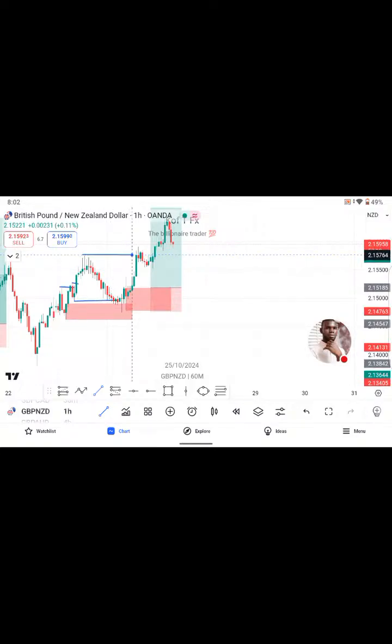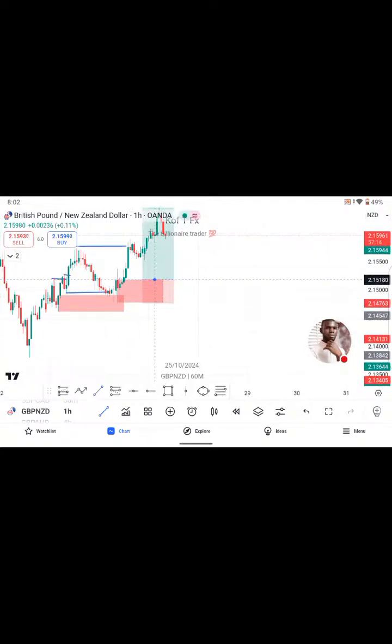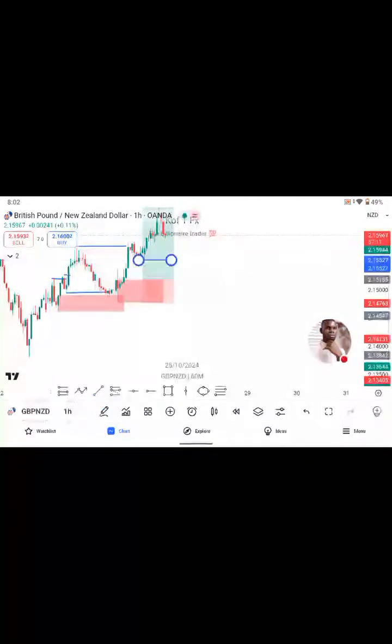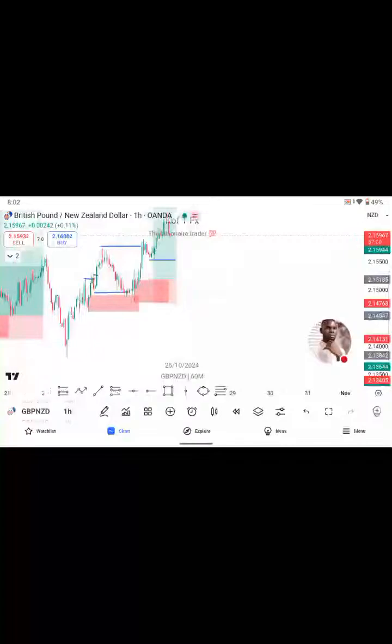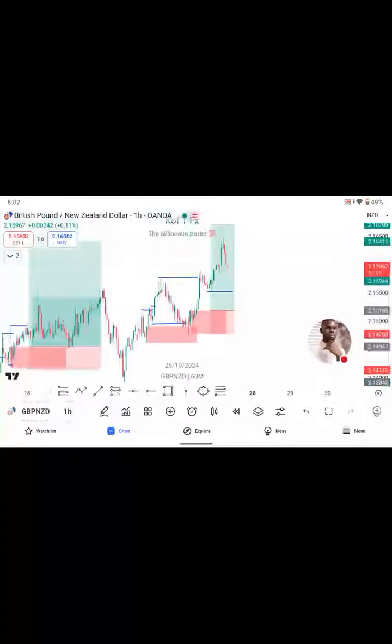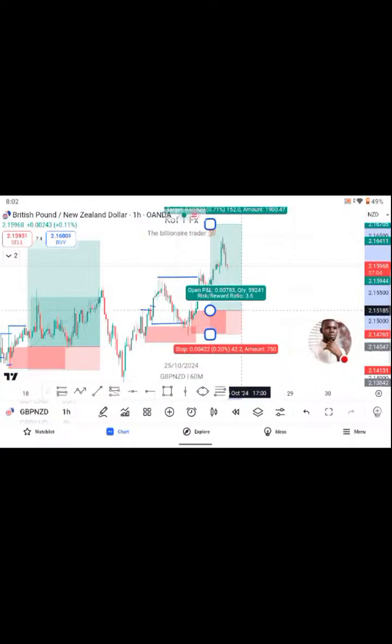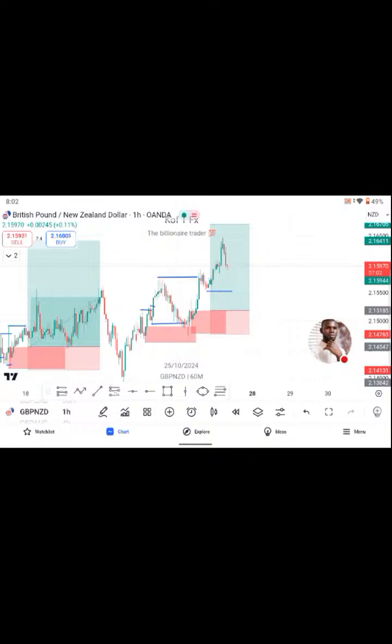So there's a break of structure here too. And we have this inducements. So that's the reason for picking the trade. So I'm still expecting it drop to this area and continue the move.